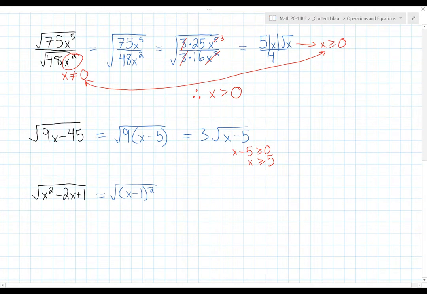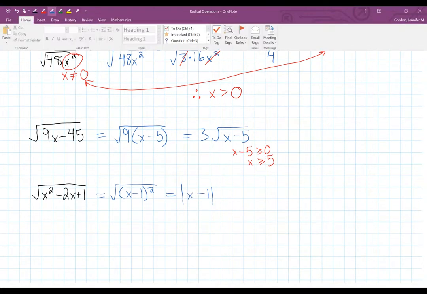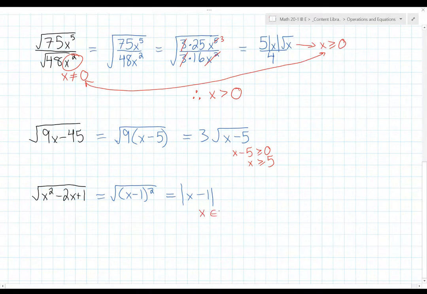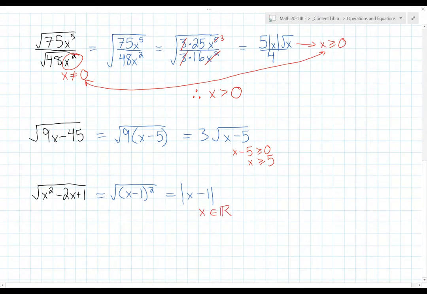But remember, the square root of something squared isn't just that something, it's the absolute value of the something. So this is the absolute value of x minus 1. There are no restrictions here anymore, because this is a perfect square, it was always going to be positive. So here, x is an element of the reals.